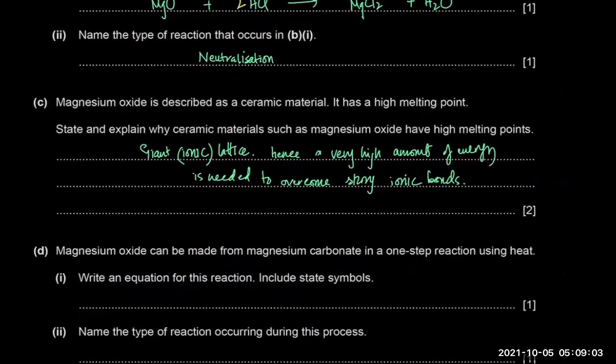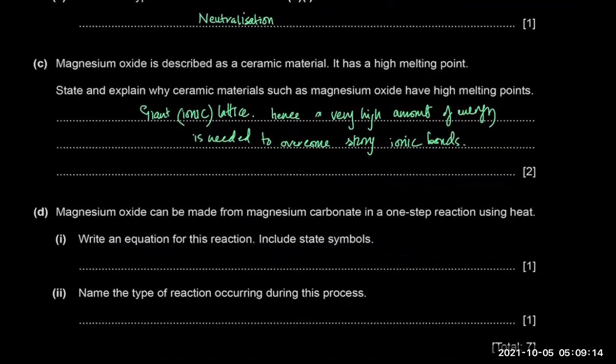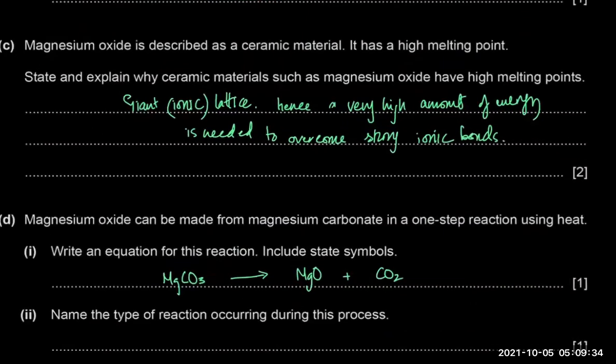All right. Magnesium oxide can be made from magnesium carbonate in a one-step reaction using heat. So what is this? Yeah, decomposition. So magnesium carbonate is decomposed into what?